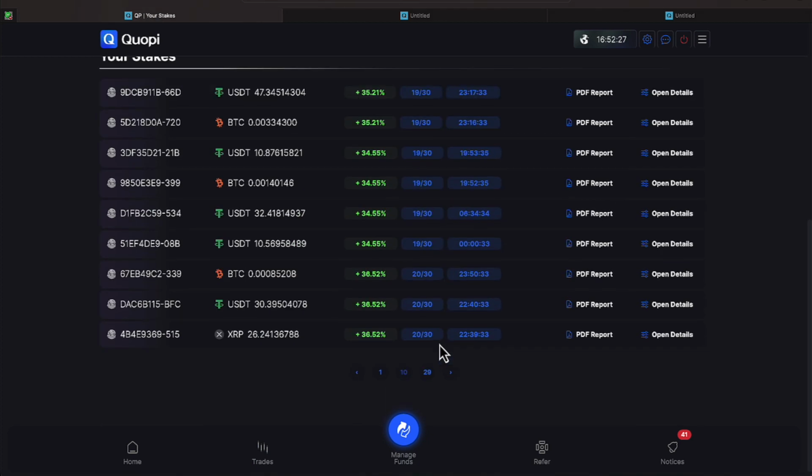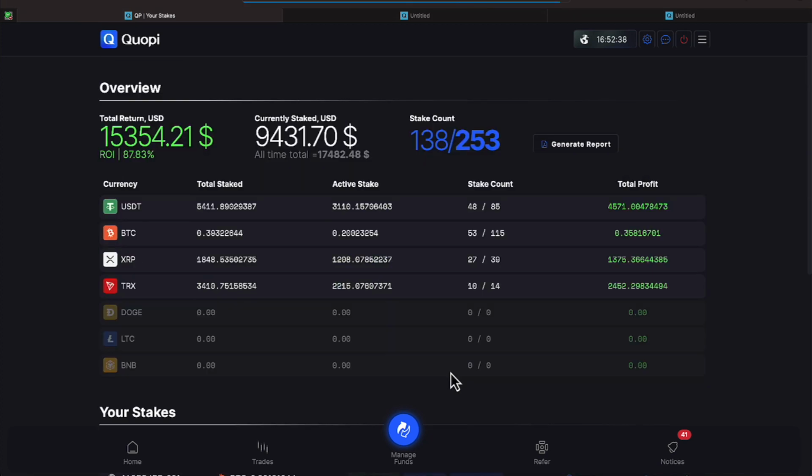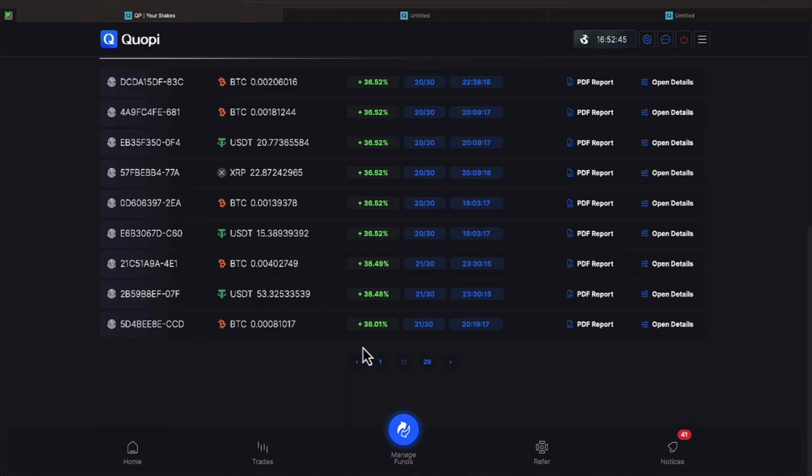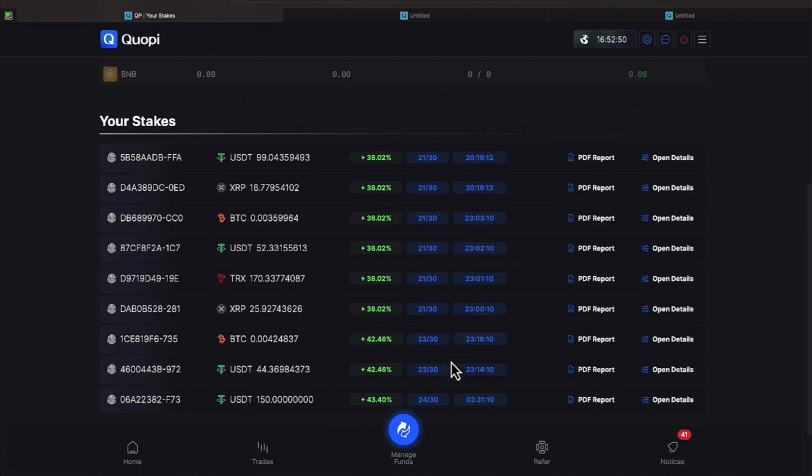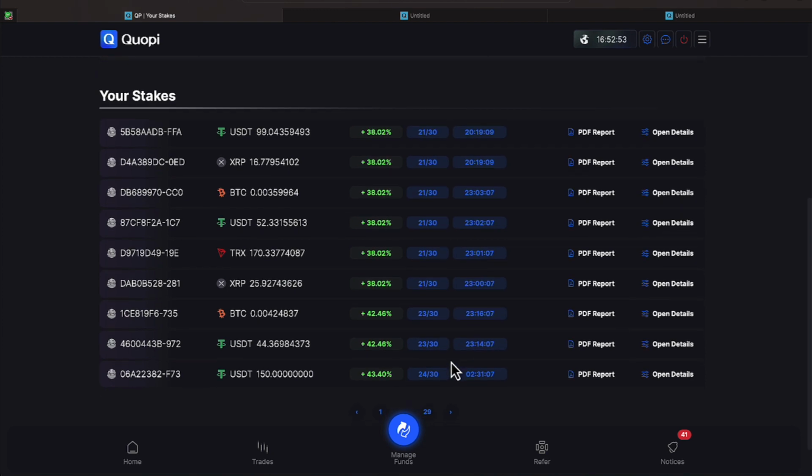Let's go to the next page, where on 19 trading days, Quopi has achieved a 35.21%. And on 20 trading days, Quopi has achieved a 36.52%. Outstanding. If we look at 21 days, Quopi has achieved a 38.01% return. And on 23 trading days, Quopi has achieved a 42.46% return. And on 24 trading days, Quopi has achieved a 43.40%. We gave Quopi $150 on that USDT, and again, it has made 43.40%.